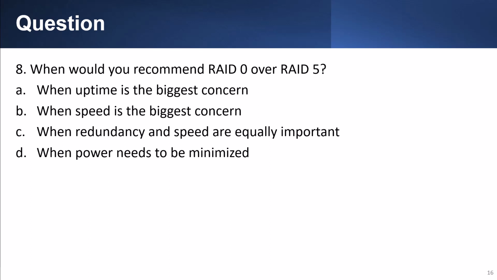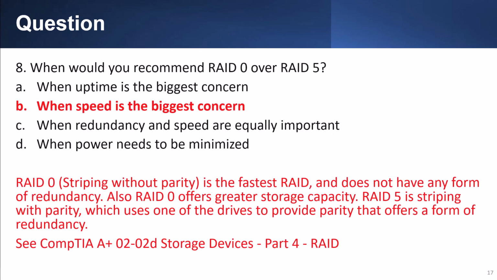Question 8. When would you recommend RAID 0 over RAID 5? Answer: when speed is the biggest concern. RAID 0, striping without parity, is the fastest RAID and does not have any form of redundancy. Also, RAID 0 offers greater storage capacity. RAID 5 is striping with parity, which uses one of the drives to provide parity that offers a form of redundancy.